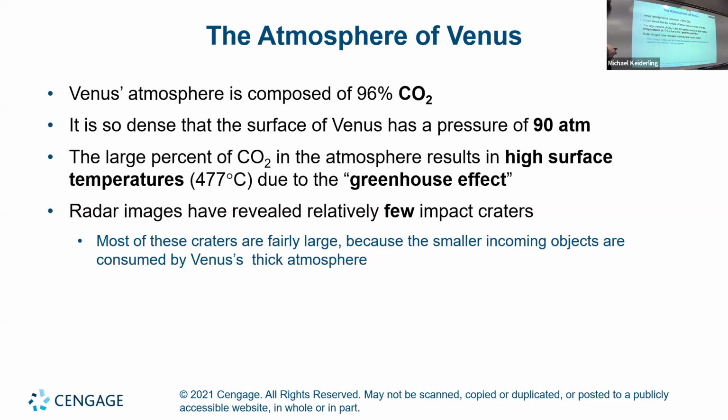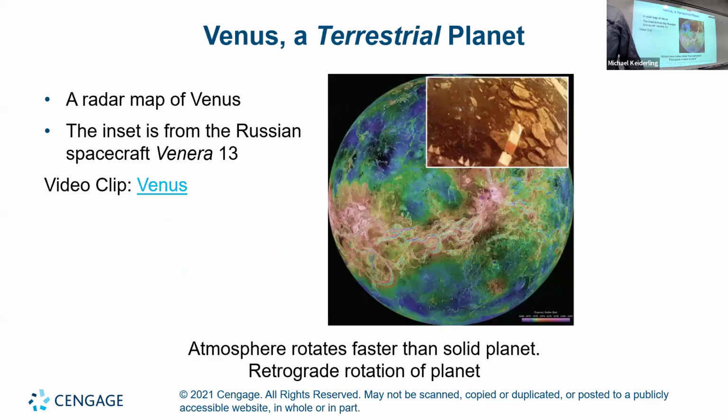And radar images have revealed relatively few impact craters. There's indications of active volcanism. Most of these craters are fairly large because smaller incoming objects get burned up in the atmosphere. But there's also active volcanoes making these big oozing magma domes. Lava domes, sorry. So it's a terrestrial planet.